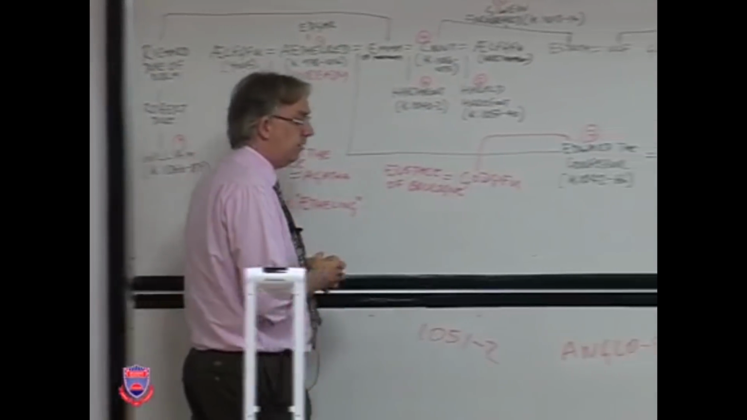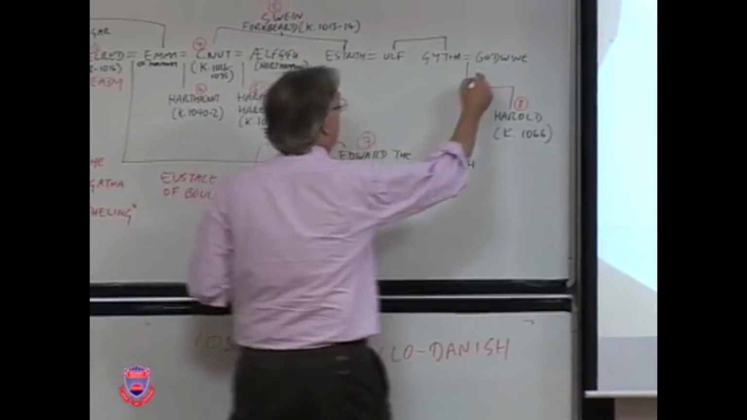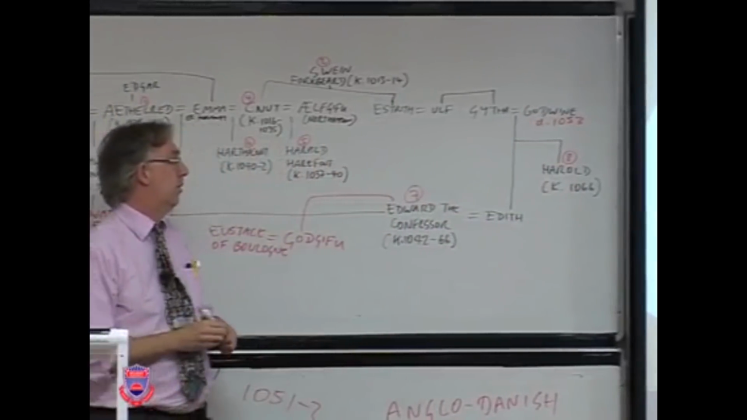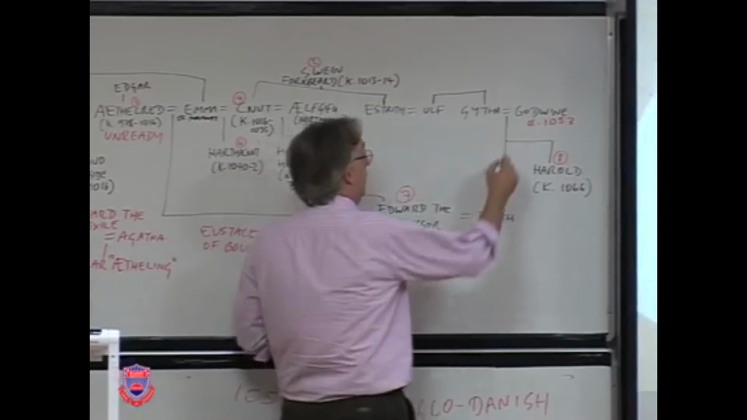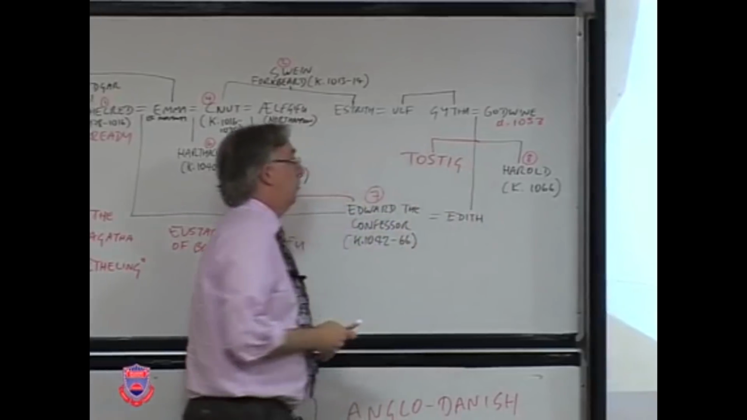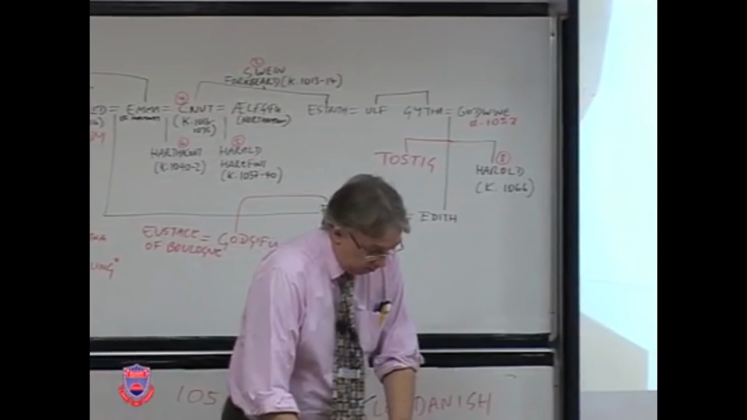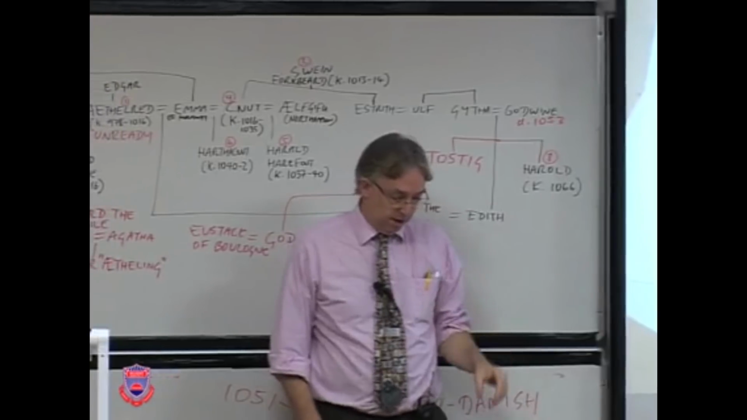Godwin dies in 1053, and he's followed as Earl of Wessex by his son Harold. He has a number of other sons we should mention, most significantly a man called, spelt various ways, Tostig, we should put there as well. And he eventually becomes Earl up in Northumbria. So we've got Harold down here and Tostig up here. So this family is controlling a large part of the country.